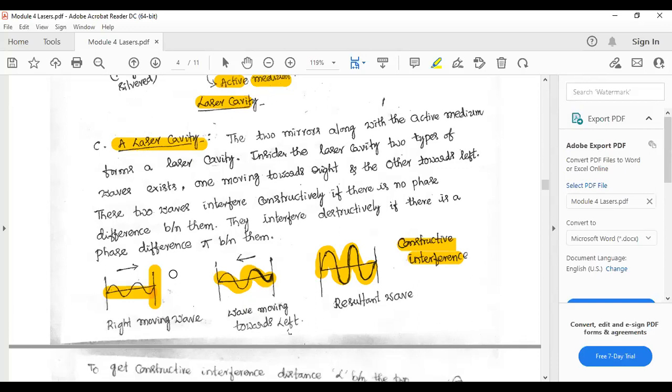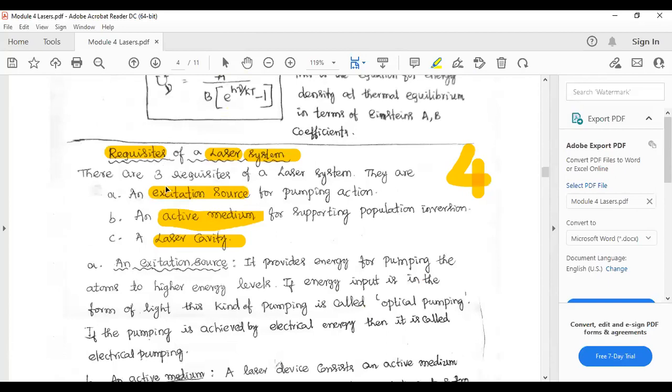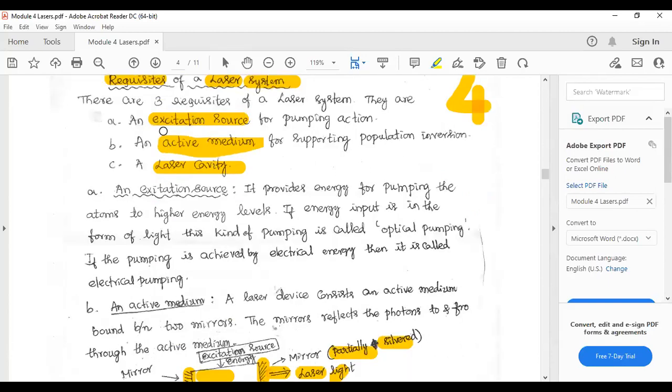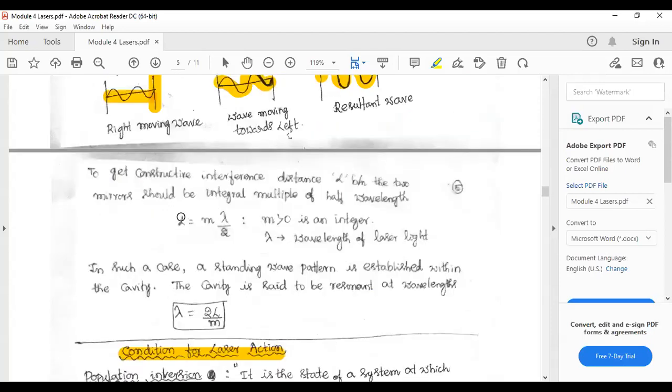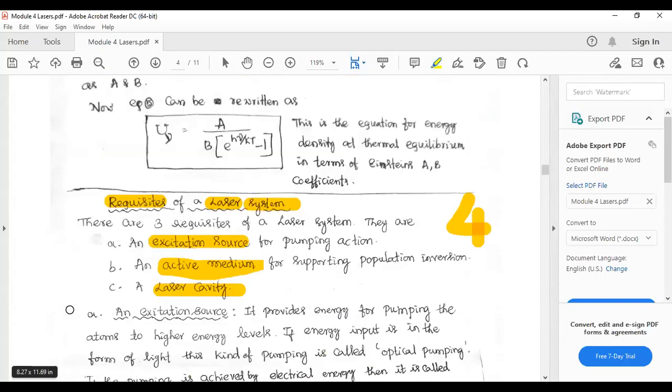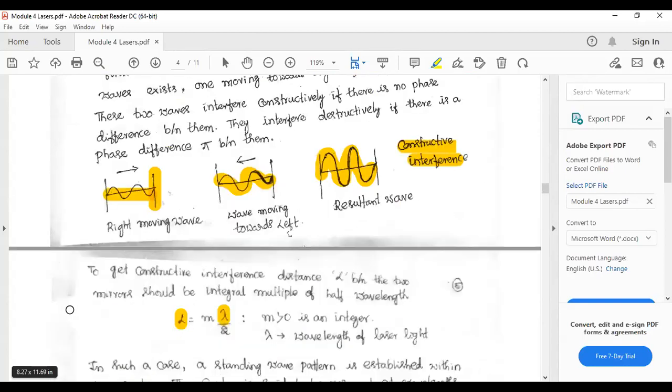That's it. These are the 3 requisites. This will be asked for 4 marks: excitation source, active medium, and laser cavity. And I have also given the relation between the length of the laser cavity and the wavelength of the light emitted by the laser. This should be the relation between them. Therefore, depending on the length of the laser cavity, we can calculate the wavelength of the laser light emitted by the laser. You just try to remember these 3 things and read once.